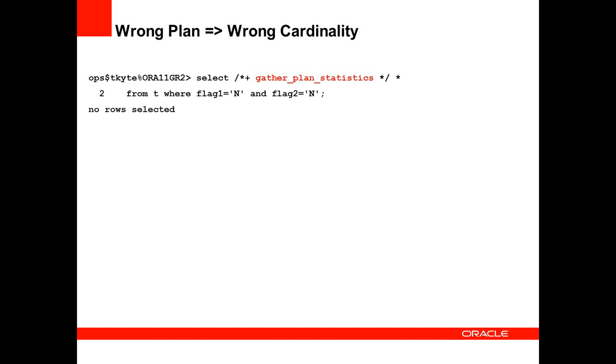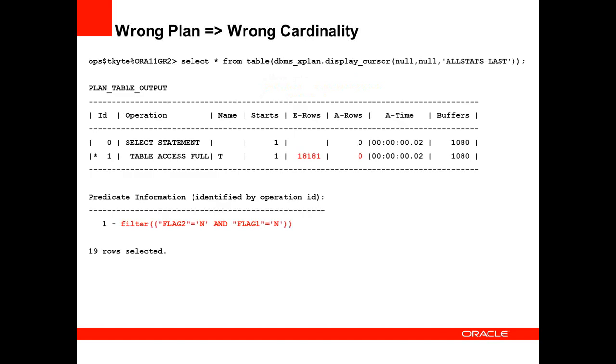So we go ahead and run that query. We get no rows selected from it. And now we can use DBMS Xplan to display that information that was instrumented into the query for us. And so here I'm using display cursor on the last query executed in my session, using the options all stat last. This gives me the actual query plan that was used. So this is not an explain plan. This is coming from the V$SQL information. But it's also showing me for the last execution of this query what the estimated rows were, 18,181, versus the actual rows, 0 in this case.